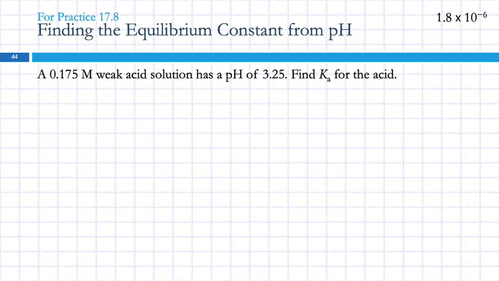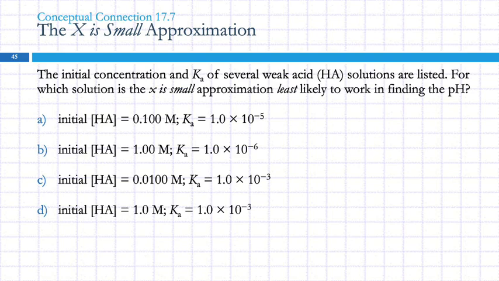(1.8 times 10 to the minus 6). So this is a conceptual one. The initial concentration and Ka of several weak acid solutions are listed. For which solution is the excess small approximation least likely to work in finding the pH? I heard C, and I believe that's correct.